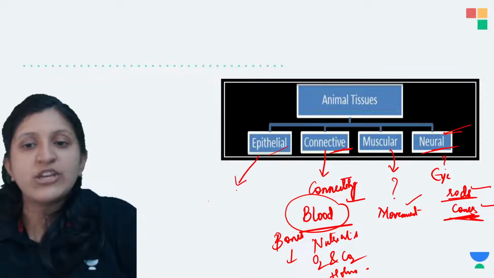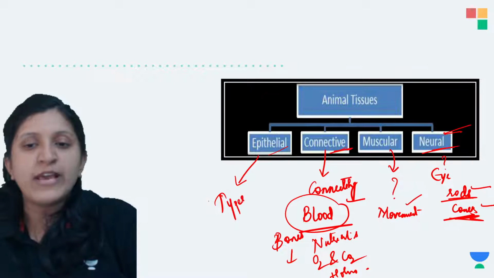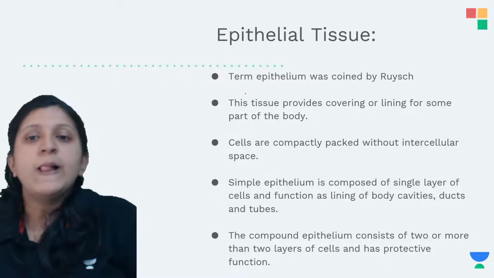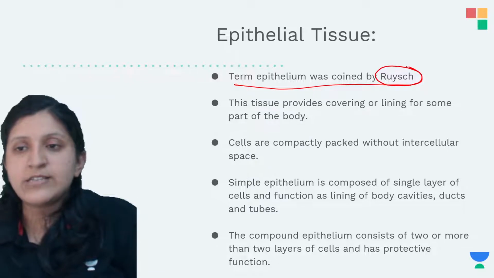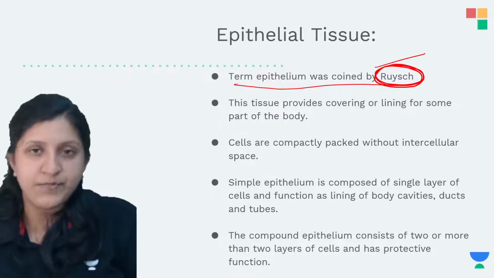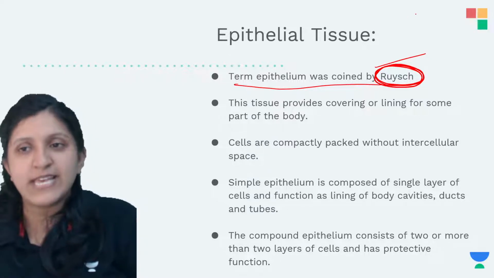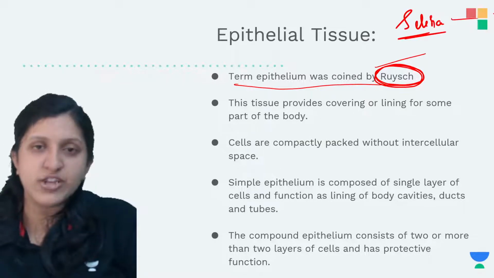So today's session we will see about the epithelial tissue, the types of epithelial tissue, and how exactly this is going to function. Okay, so epithelial tissue. The term epithelium was coined by the scientist Roysch. Okay, so the epithelial tissue term was coined by him. This one anyway they won't ask in your exam, because this is not mentioned in your Selena, but yes, you can anyway know this one.